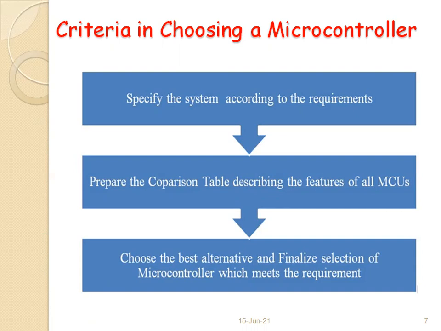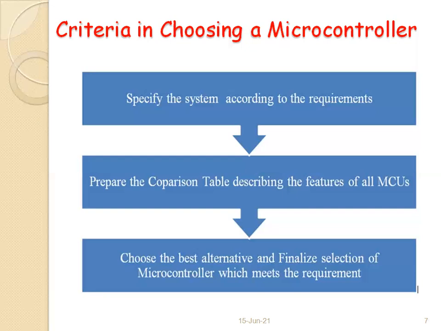So these are the 3 steps that you have to follow whenever you are going to choose a particular microcontroller for your project or for a specific application. First of all, you have to specify the system according to your requirement. So what is the requirement of the user? Accordingly, the particular device will be selected, meaning it will be specified.